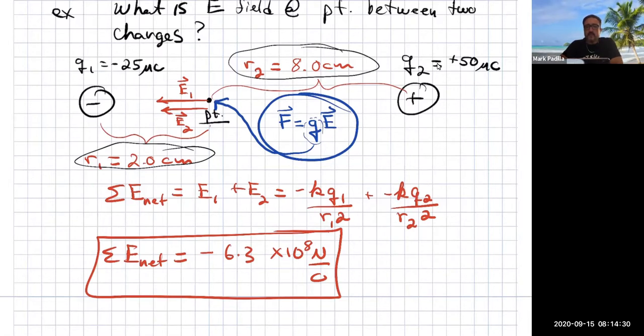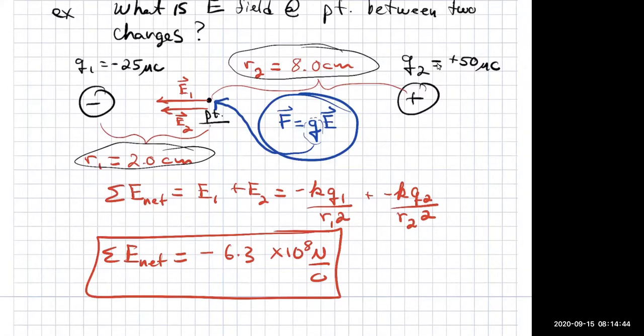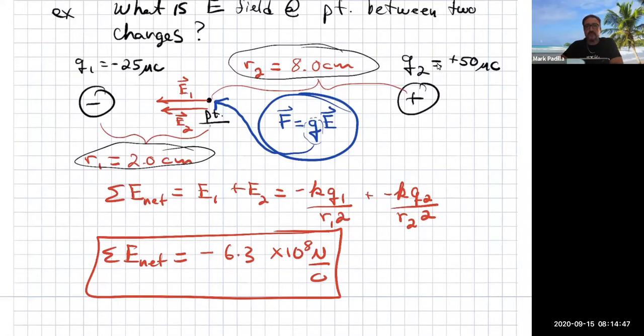Now, why does E1 point to the left? Let's see if anybody remembers. Is the E field going in? Yeah, for negative charges, the E field goes in. For positive charges, the E field goes out. So if the E field is going in for the negative, it's going to point to the left. And for the positive, the E field is going out, so E2 is also going to point to the left.